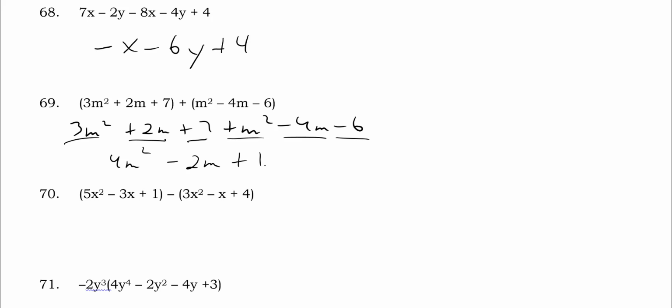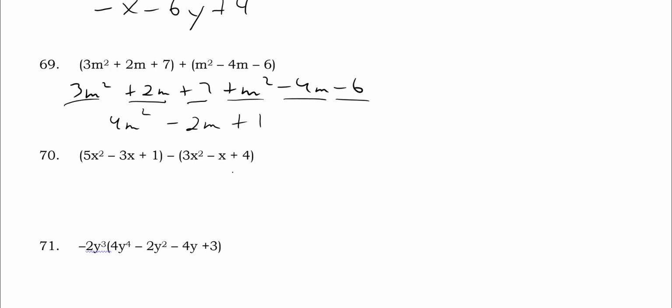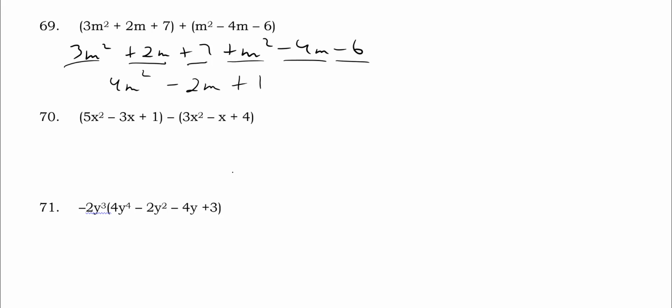All right, let's go on to the next one here. So when you have a negative, make sure you distribute that. So we're going to have 5x squared minus 3x plus 1. Distribute the negative to all three terms. Negative 3x squared plus x minus 4. And then combine like terms.